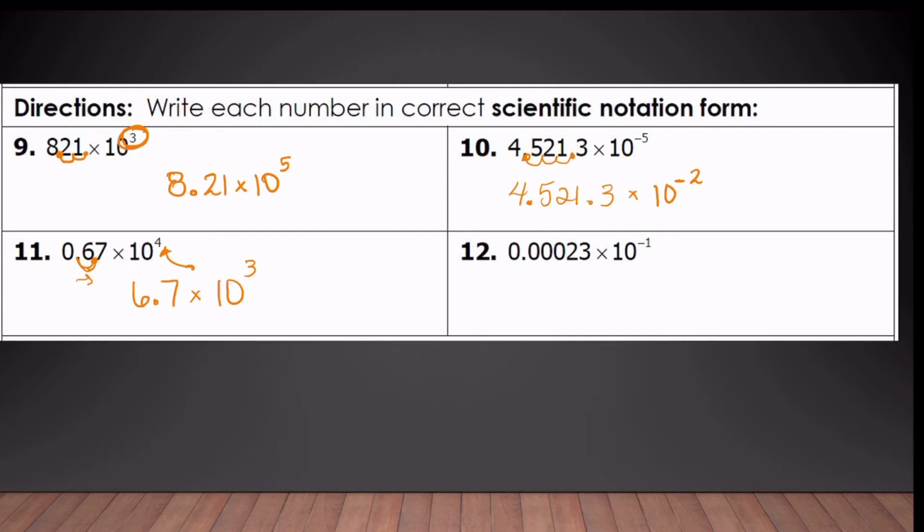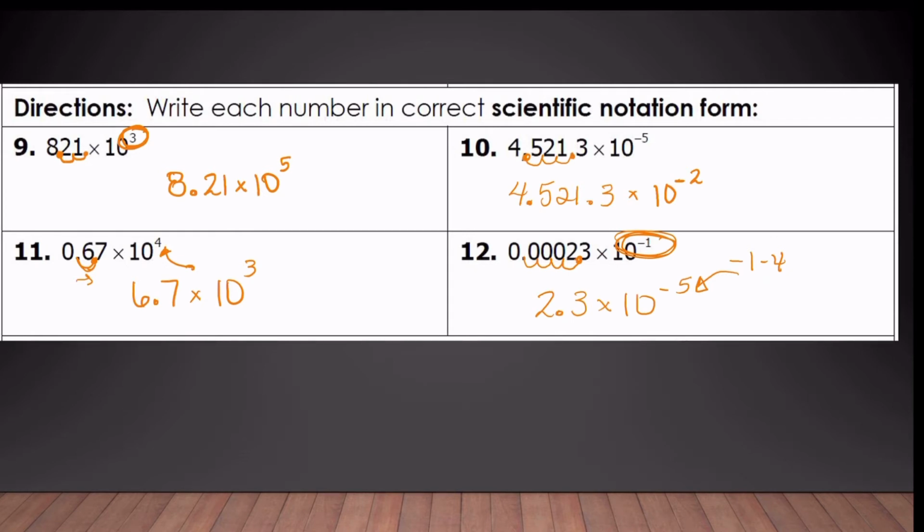And what I'm subtracting is how many spaces I moved. So let's look here: 1, 2, 3, 4. 2.3. I moved it 4 times, but I'm subtracting from this. So negative 1 minus 4, that's how I got my negative 5.